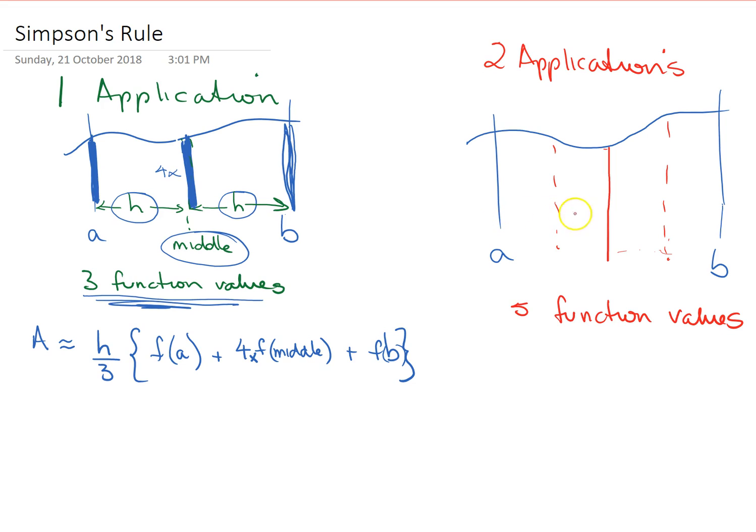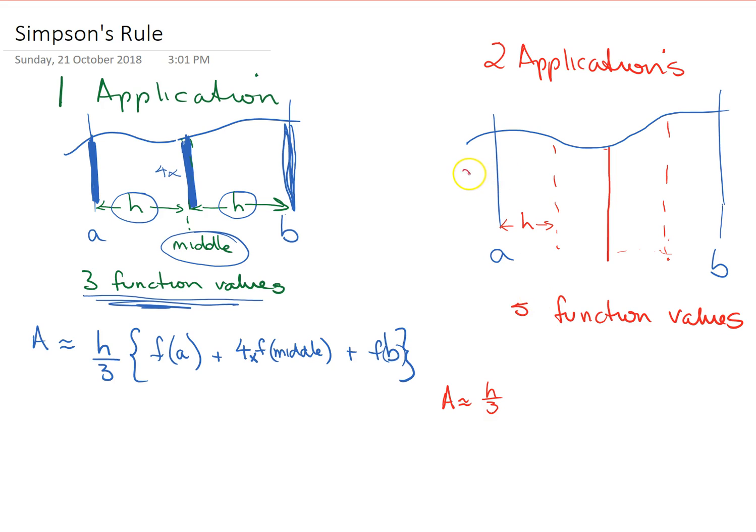That then gives us 1, 2, 3, 4, 5 function values in all, and we just use the rule in the format we saw it back here in 1 application, and H would be a much smaller value this time. H is the distance between our function values.